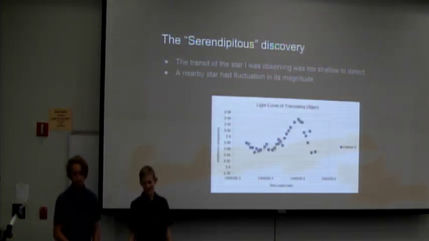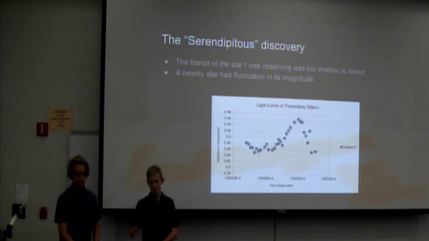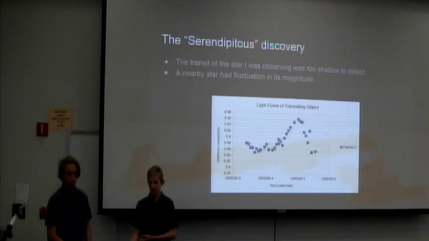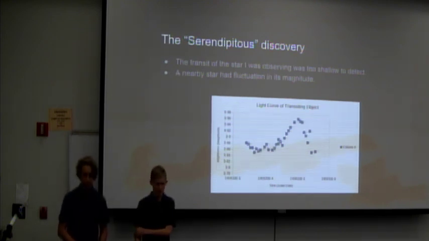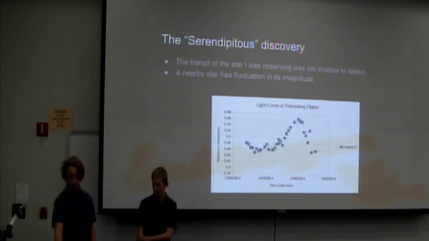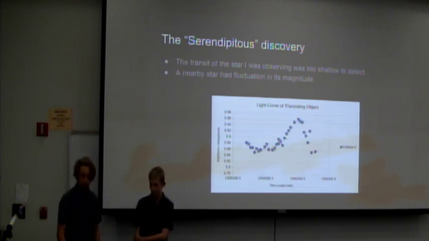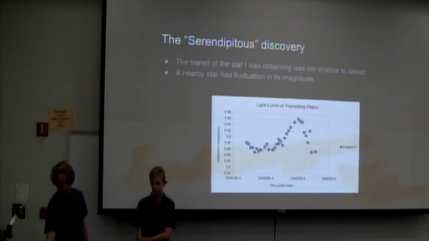So the serendipitous discovery. We were observing another exoplanet, a known one, just confirming it, but the check star that we used and the reference star messed up our data very much, and at first we thought we'd done something wrong, but then we looked into it and it was something else. So this is what the light curve looked like. It looks kind of like a mix between an exoplanet light curve and a binary star light curve.